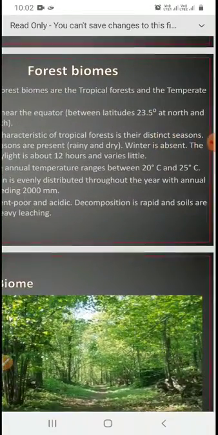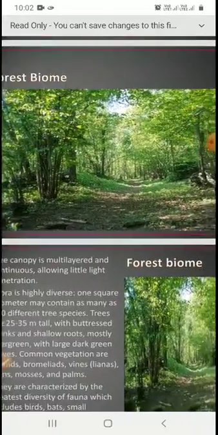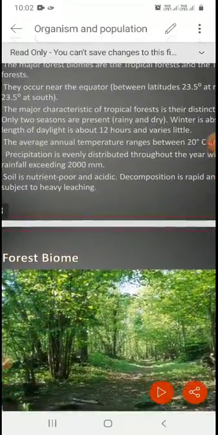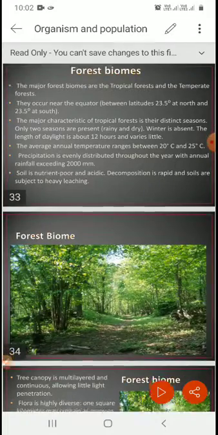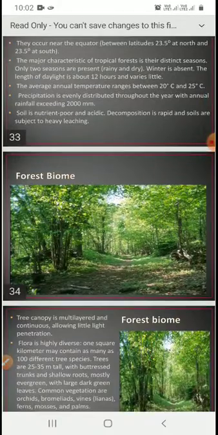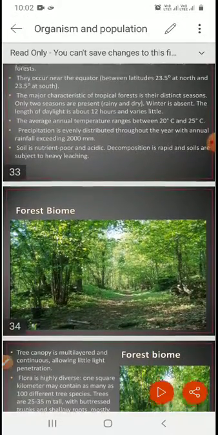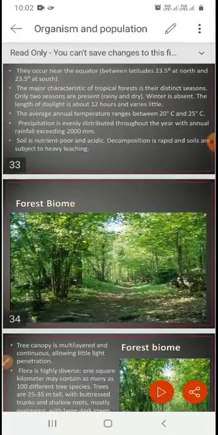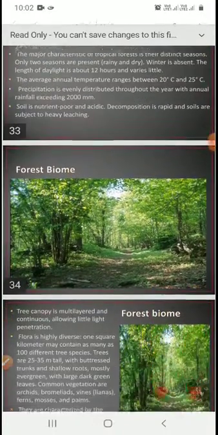Next, the forest biome. Is it a tropical forest? Is it a temperate forest? This is the forest, a normal forest. We can see that there are a lot of plants, closely related to that. They occur near the equator, the major characteristics of the tropical forest with distinct sections. In our Karnataka, where Veerappan lived, in those places they look like the forest biome. It's one of the examples of the forest biome, the thickest forest.